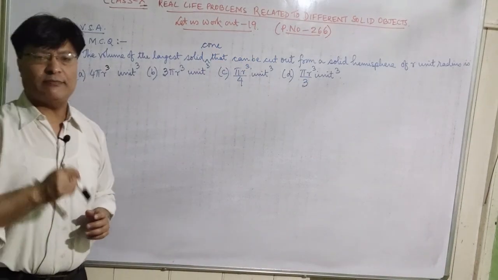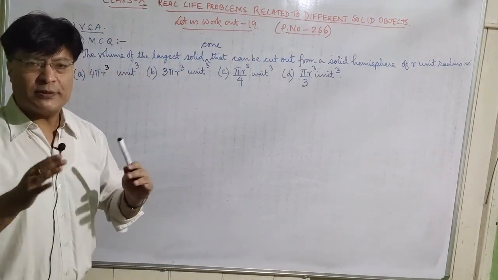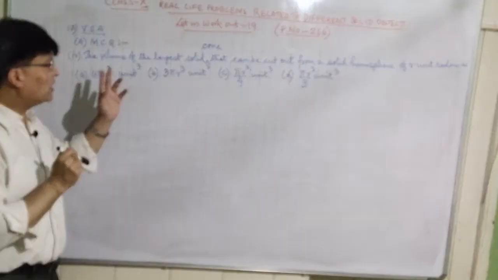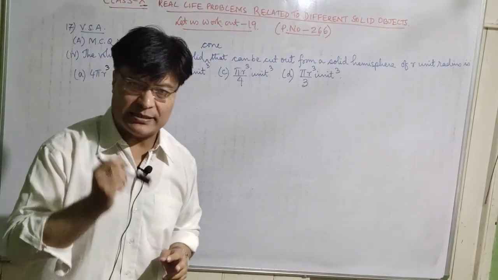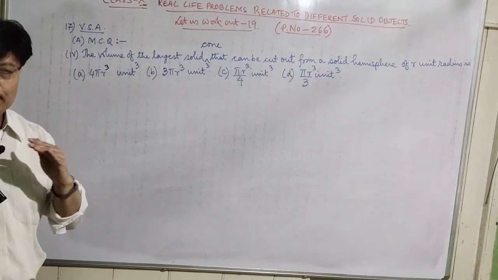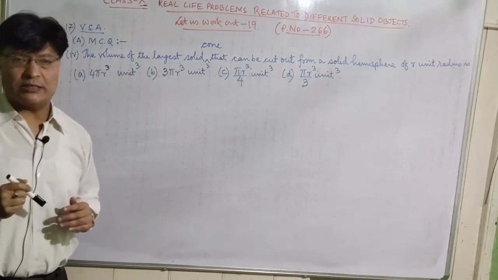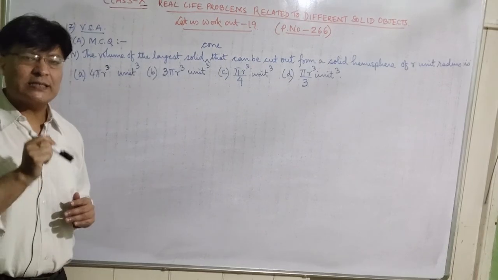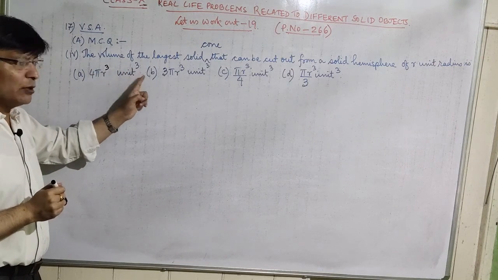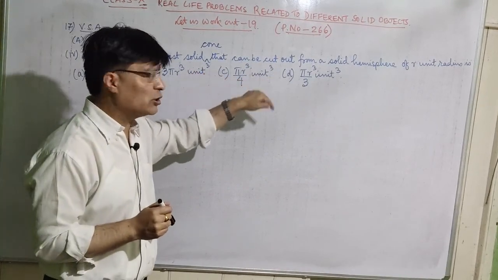So there is a solid hemisphere whose radius is R unit, and from there a largest solid cone is made. So you have to find out the volume of that largest solid cone that can be cut out from a solid hemisphere of radius R unit. Whether it is number A, 4 pi R cube unit cube, number B, 3 pi R cube unit cube, number C, pi R cube by 4 unit cube, or number D, pi R cube by 3 unit cube.